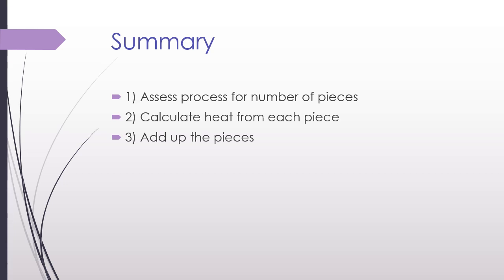We should assess a process when we're given a prompt like this for the number of pieces. You may find that, like in previous examples, there was only one piece, and so you only need one equation. Or you may find that there are multiple processes occurring and you will need multiple pieces. Then, you will calculate the heat for each piece, paying careful attention to which equation you use for which piece. Reminder that temperature changes need the mc delta T formula, and phase changes need the mass times the heat of vaporization one. Then, once you have the heat from each piece, you add up all the pieces to get the total heat required for the overall process described.